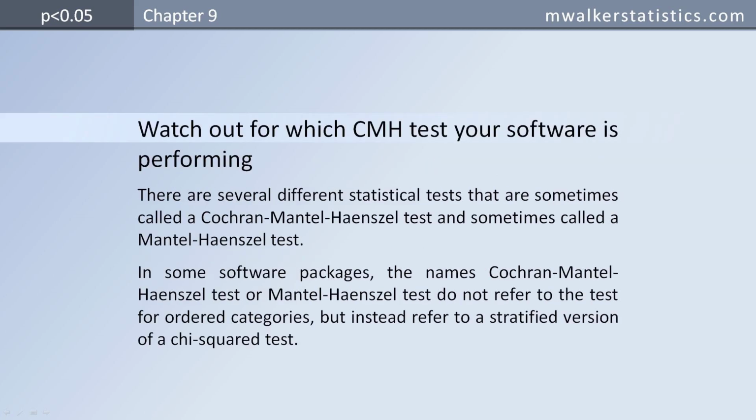Watch out for which CMH test your software is performing. There are several different statistical tests that are sometimes called a Cochran-Mantel-Haenszel test and sometimes called a Mantel-Haenszel test. In some software packages, the names Cochran-Mantel-Haenszel test or Mantel-Haenszel test do not refer to the test for ordered categories, but instead refer to a stratified version of a chi-squared test.